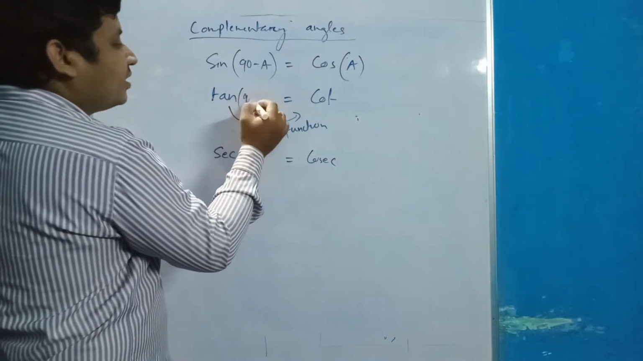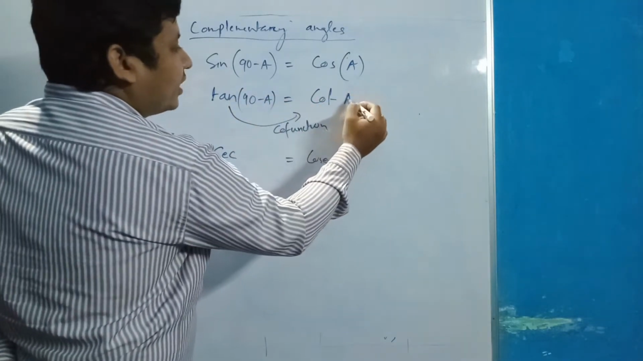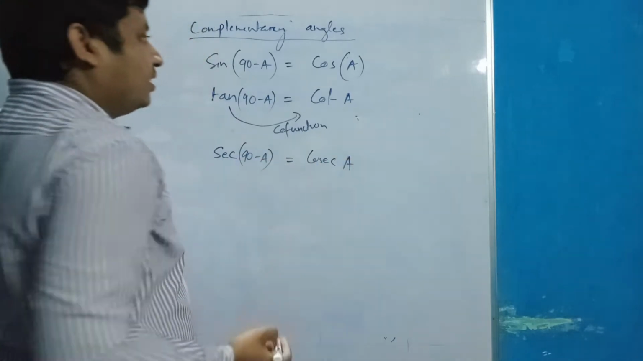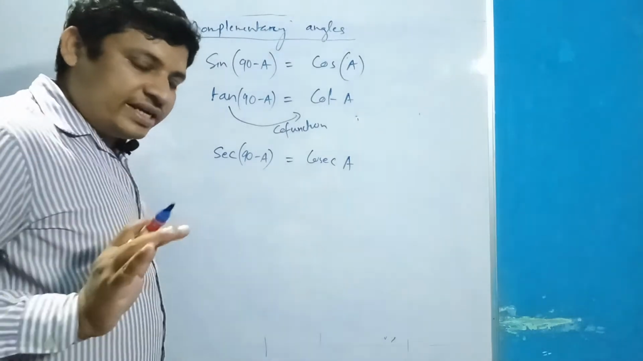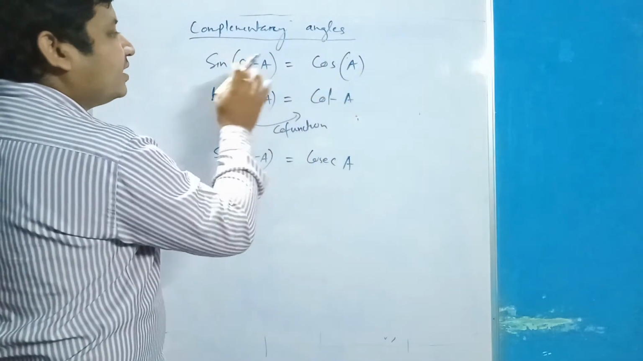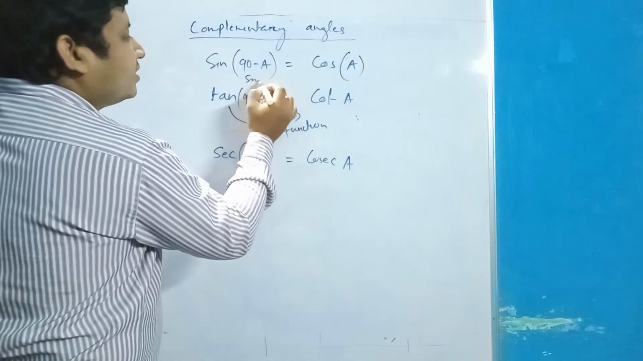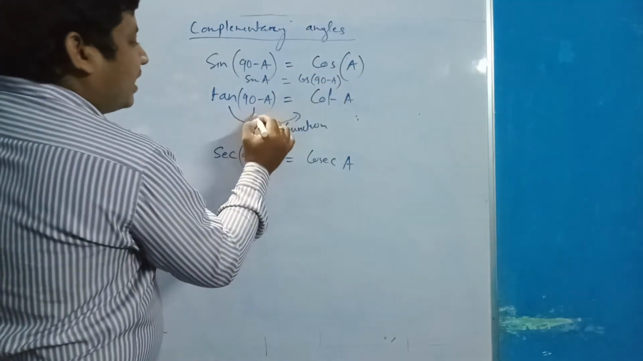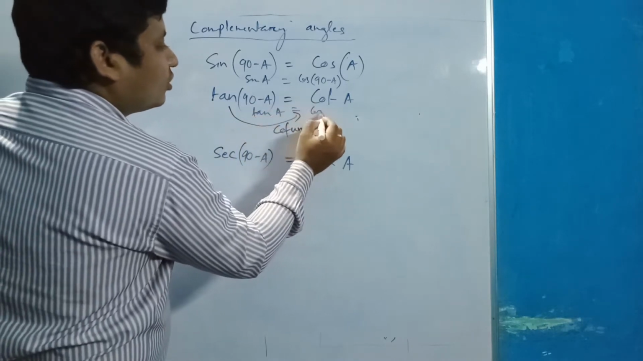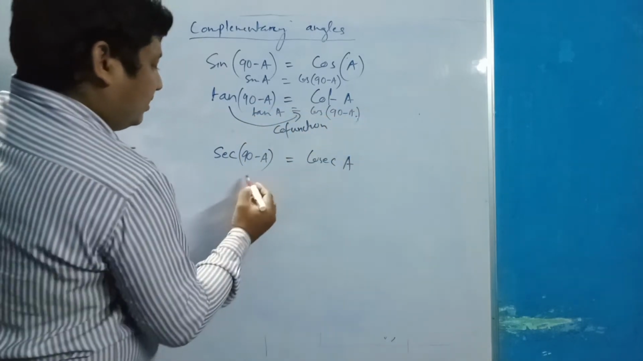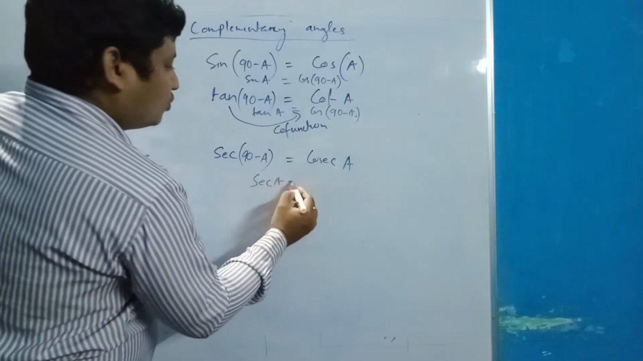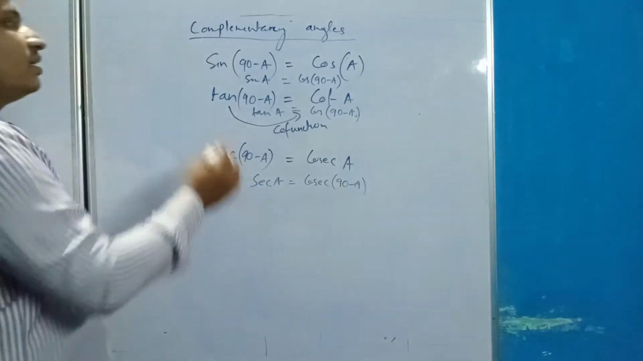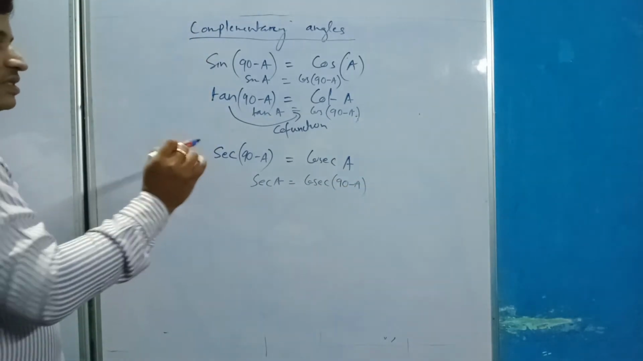Now here, if I take cosec, 90 minus a becomes sec. Tan 90 minus a becomes cot a. Sec 90 minus a becomes cosec a. The converse is also correct. That means cos 90 minus a is sin a. I can write sin a equals cos 90 minus a. Tan a equals cot 90 minus a. Sec a equals cosec 90 minus a. This is how you can write. Complementary angles only give the cofunctions.